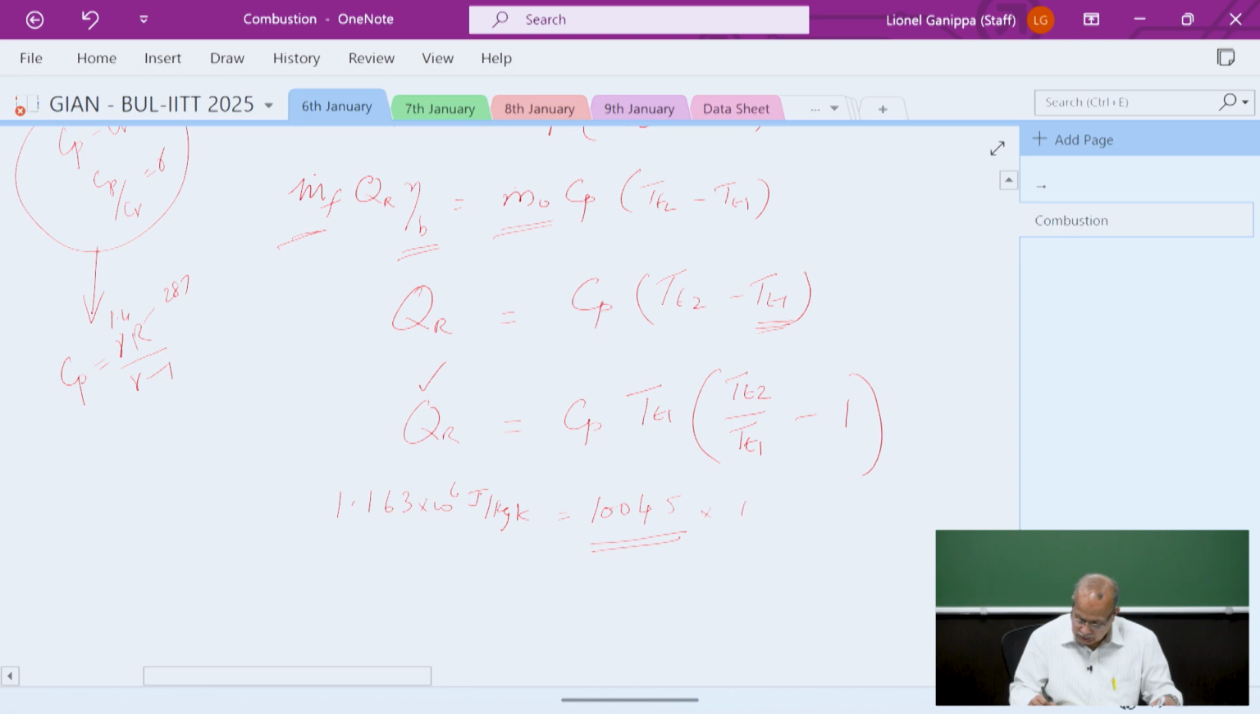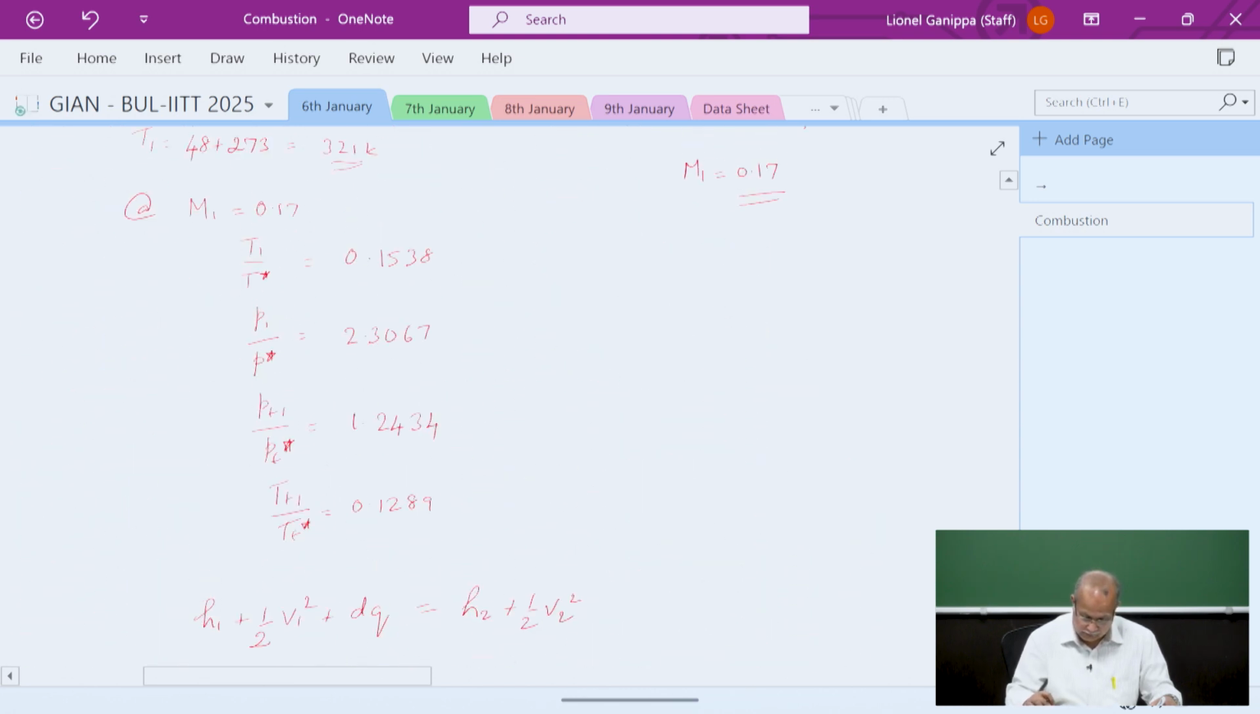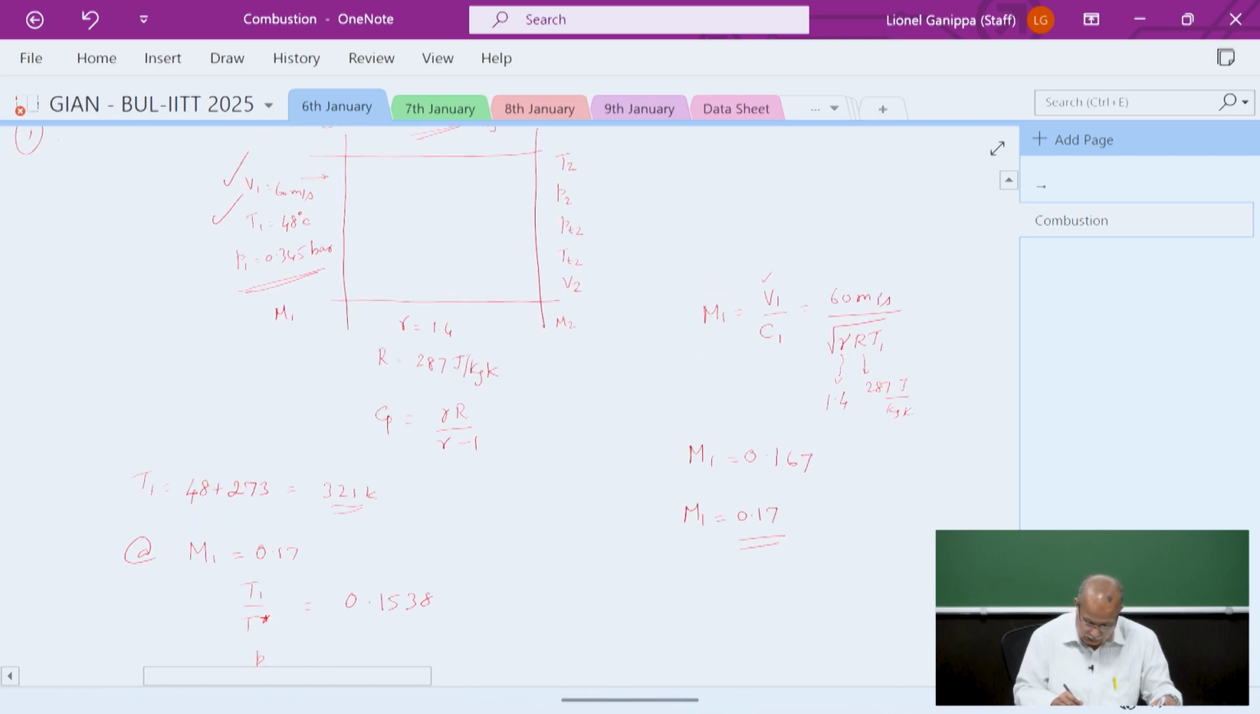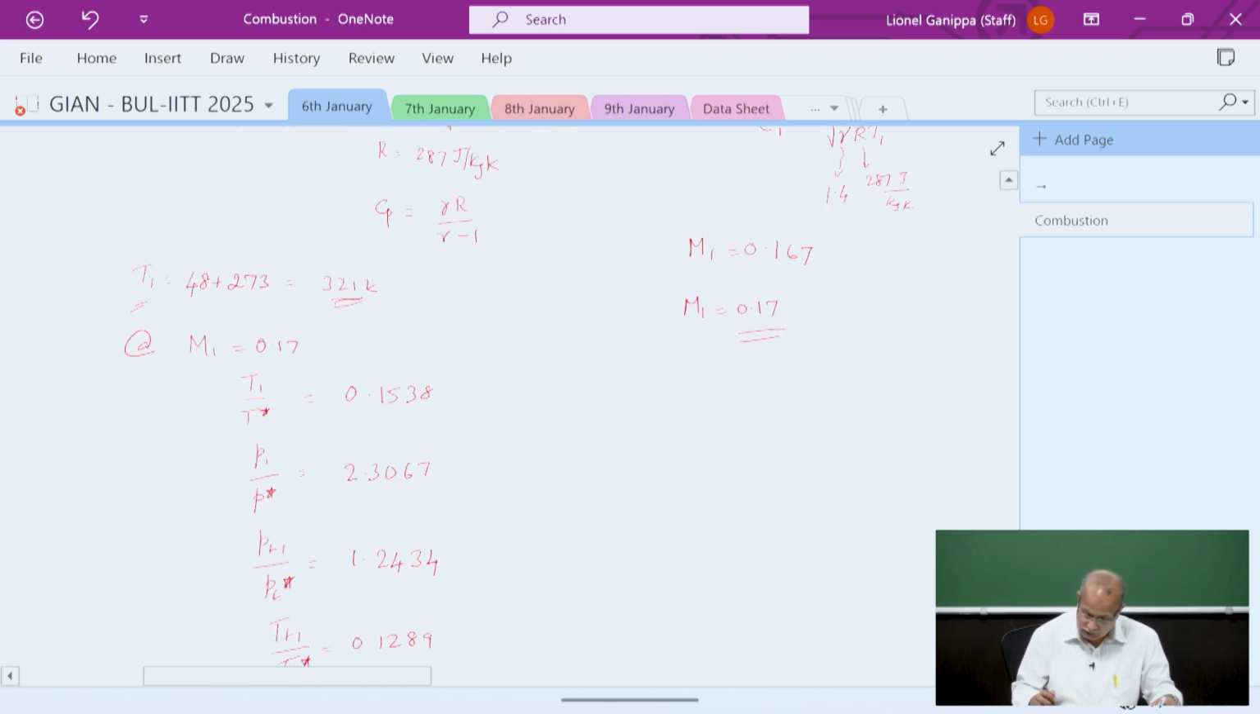And then Tt1. Do we know the value for Tt1? This is T1, the static temperature. We know the static temperature. Now there is a relationship between the stagnation temperature and the static temperature. This is the local temperature and this is the stagnation temperature.